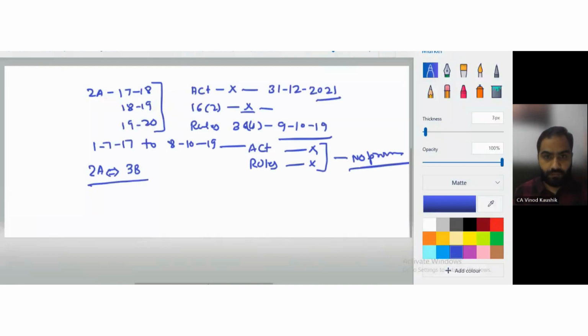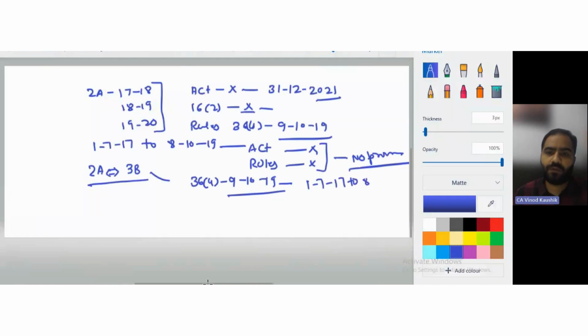It was, you can say, the continuous advisory of almost all the experts that since 36(4) came into effect from 9th of October 2019, any disallowance before that, from 1st of July 17 to 8th of October 19, was per se illegal, void. No backing.